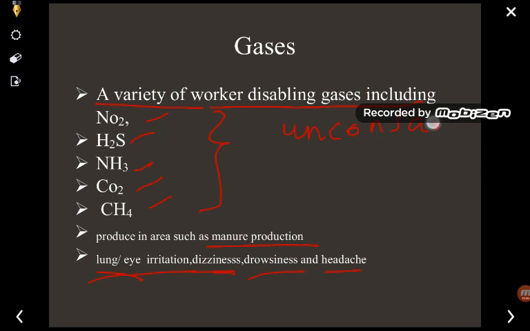Unconscious. And sometimes death will also follow. So you have already heard of methyl isocyanate, which was leaked by the carbide industry. That was nothing but a pesticide industry, where many people died because of the liberation of certain gases. So death also occurs due to the liberation of these gases, and if these gases are present in the atmosphere at a high level, then it is very dangerous.